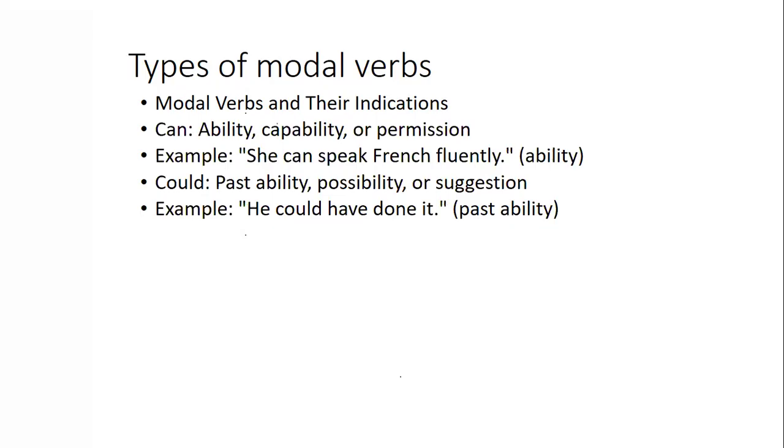Another modal verb is could. Could indicates past ability, possibility, or suggestion. He could have done it. It shows that in the past he could have done it, then it would be better for him. So it indicates the possibility, the past ability.